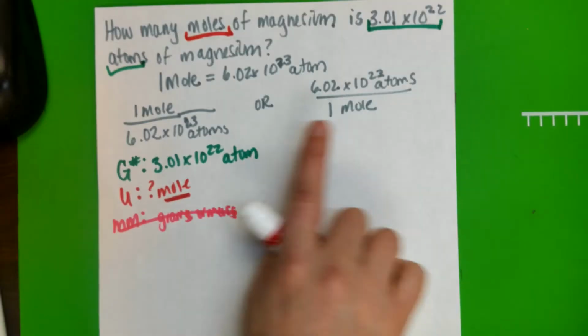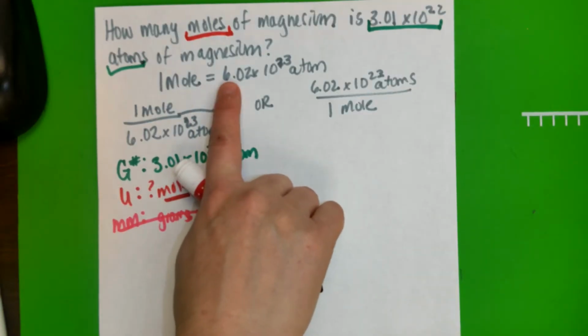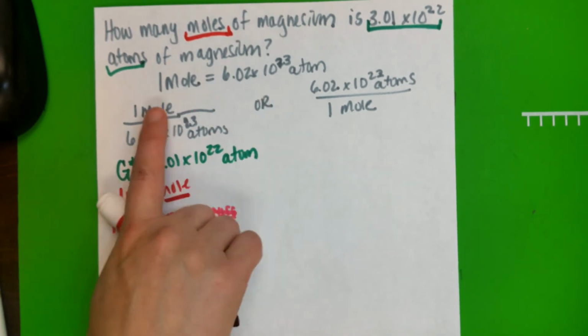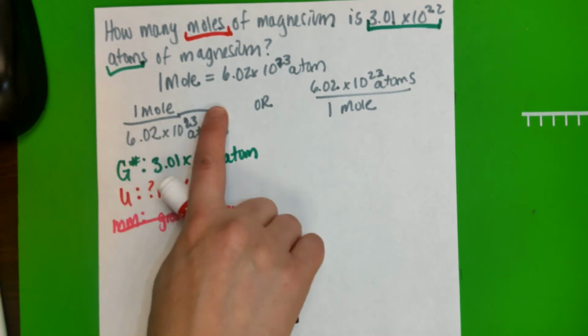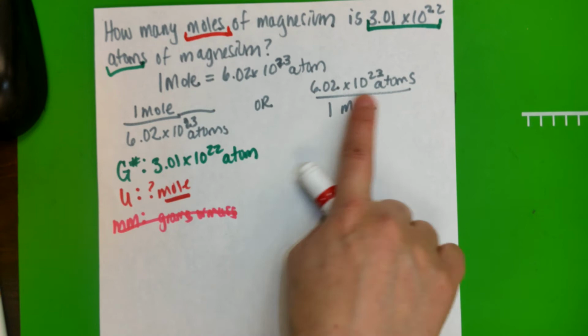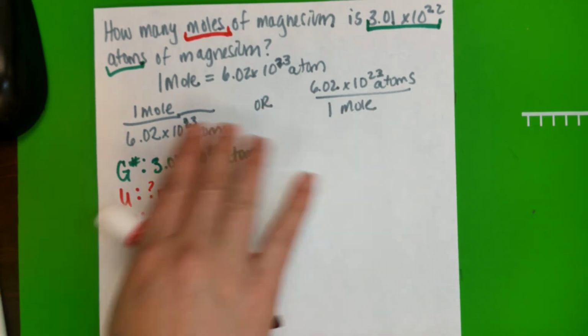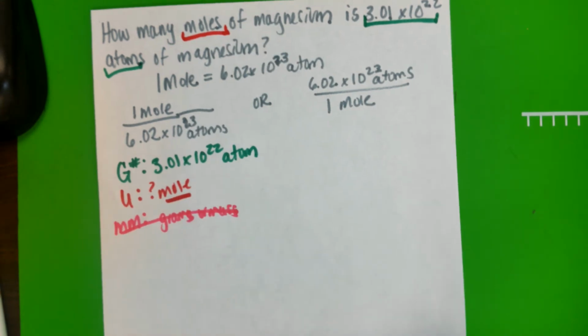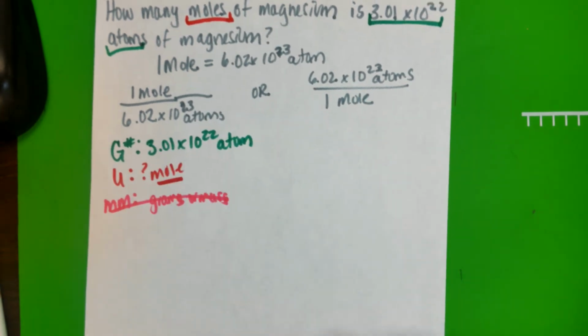Keep in mind that this is a conversion: 1 mole equals Avogadro's number, represented as either 1 mole divided by Avogadro's number, or Avogadro's number divided by 1 mole. If you have no idea, it's okay. I'm going to show you how to use this to your advantage, at least how the setup is.